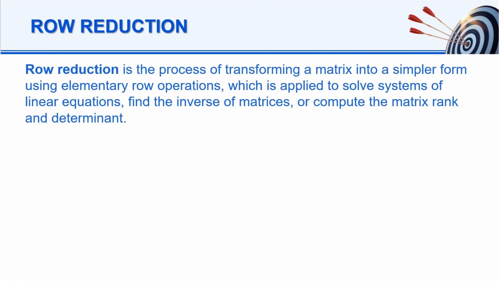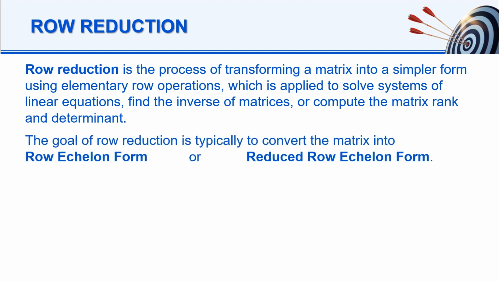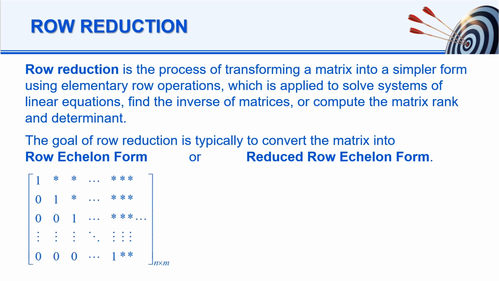Row reduction is the process of transforming a matrix into a simpler form using elementary row operations, which is applied to solve systems of linear equations, or find the inverse of matrices, or compute the matrix rank and determinant. The goal of row reduction is typically to convert the matrix into row echelon form or reduced row echelon form.